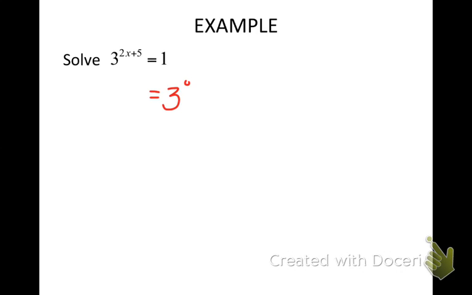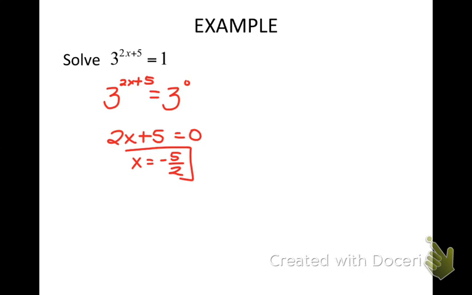So can I rewrite that whole entire 1 as 3 to the 0 power? Sure. So 3 to the 0 power equals 3 to the 2x plus 5. Now your bases are the same. So just set your exponents equal to each other. So 2x plus 5 is equal to 0. So what's that going to get us for an answer? Yeah, -5/2. Nice. If we were to check it.